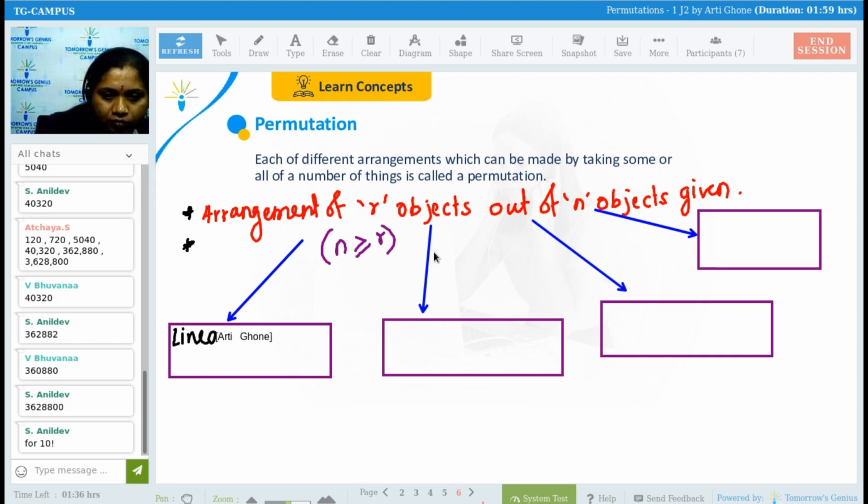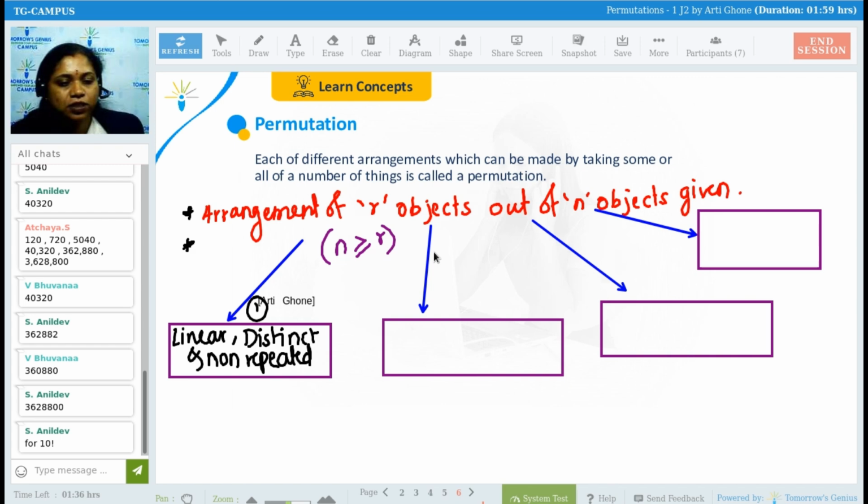Linear, distinct, and non-repeated. This is a core permutation which is arranged in a linear manner. Distinct objects are there and non-repeated things are allowed.